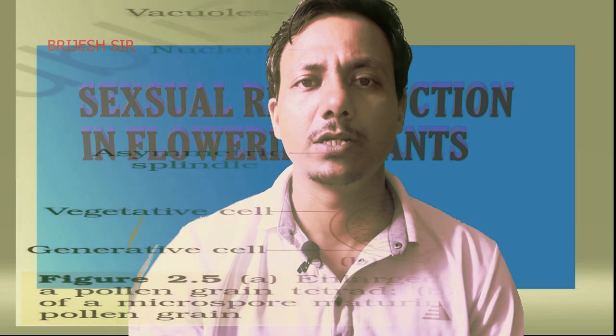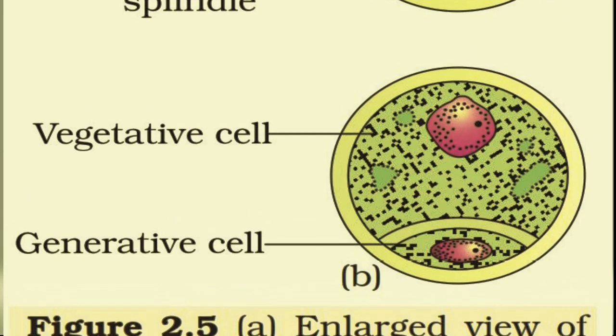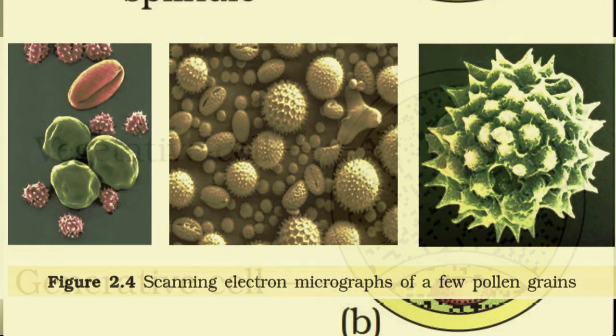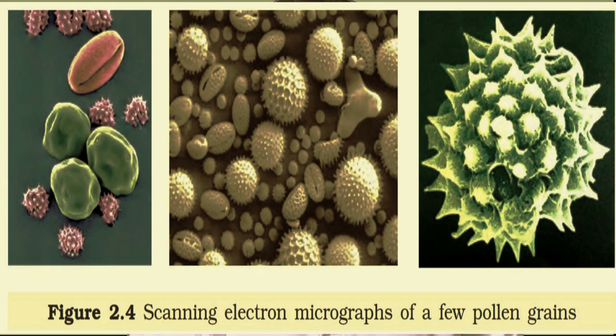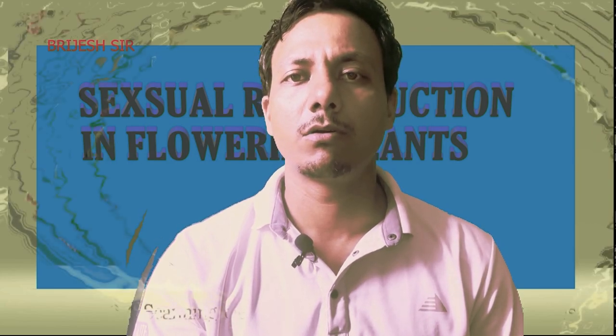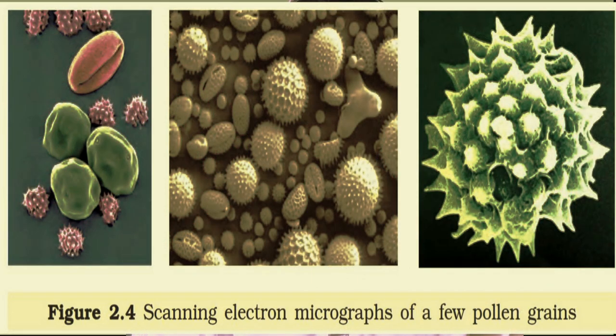A mature pollen grain contains a vegetative cell and a generative cell. The larger vegetative cell helps in pollen tube growth. The smaller generative cell forms two male gametes. Pollen grains are released when the anther dehisces, and they are carried by wind, water, or by insects or animals for pollination.